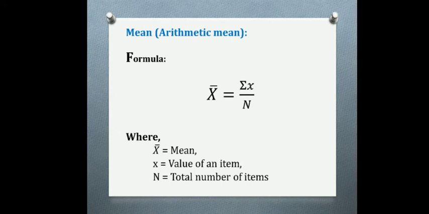Mean or arithmetic mean is the average of a given set of data, or it can be defined as the quantity obtained by adding together all the given items and dividing this total by the number of items. It is denoted by the symbol x bar. It can be represented by the formula x bar equals summation x divided by n, where x bar represents mean, x represents the value of an item, and n the total number of items.